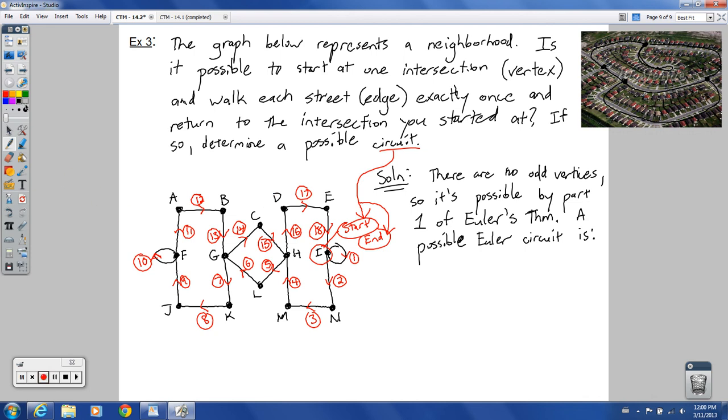And so, we made it. We walked the whole neighborhood. We only walked each edge, each street exactly once, and we went back to where we started. And this is what that looked like.